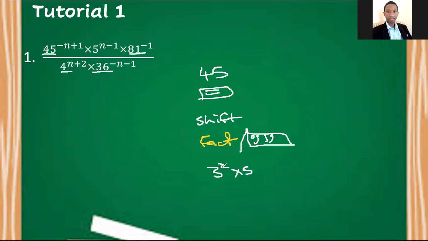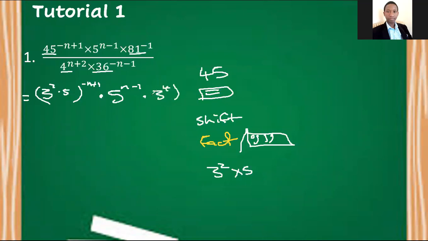You don't really have to struggle with a lot of things. So I'm going to go ahead and do the same for all the other numbers. We now know that 45 is 3 squared times 5, and this is all raised to the exponent of negative n plus 1. Remember, we are multiplying. 5 is already prime, so we don't really have to do much. You do the same thing with 81, and this is obviously 3 to the exponent of 4.